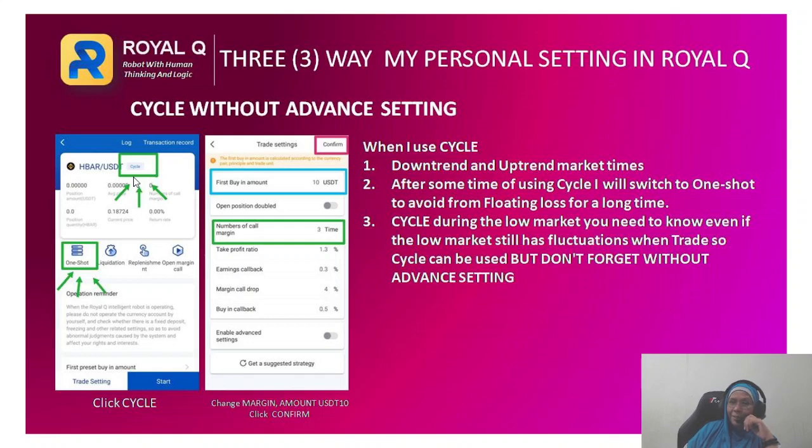Just remember this. When you do cycle, don't use advanced setting.